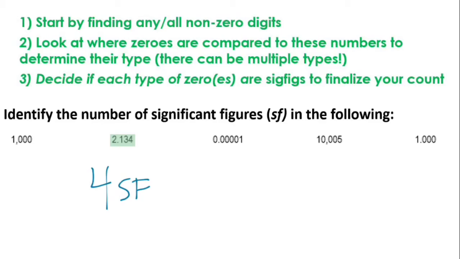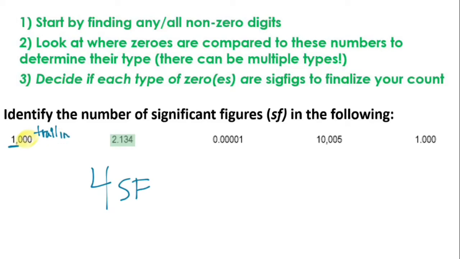Now in the rest of these that have zeros, we'll start by finding the non-zero digits, like this 1 up front, and then looking at where the zeros are in comparison with those non-zero digits is going to help us figure out whether they're significant or not. So these zeros at the end of this first example are after the 1, after all of the other non-zero digits. And that makes them what we called trailing zeros.